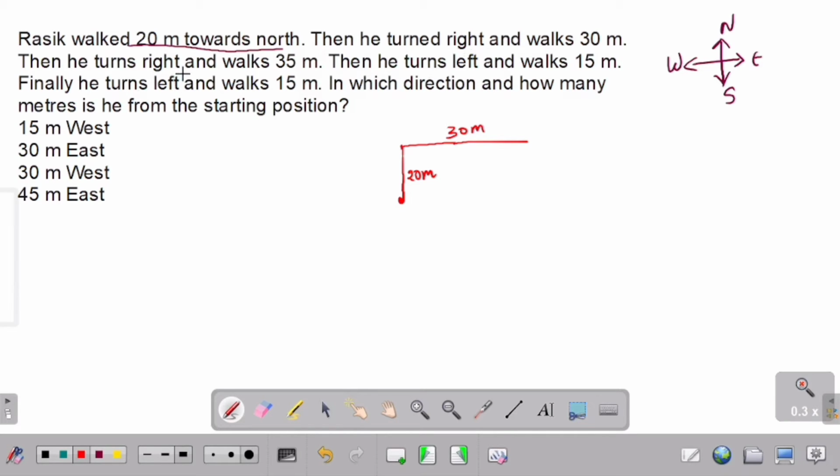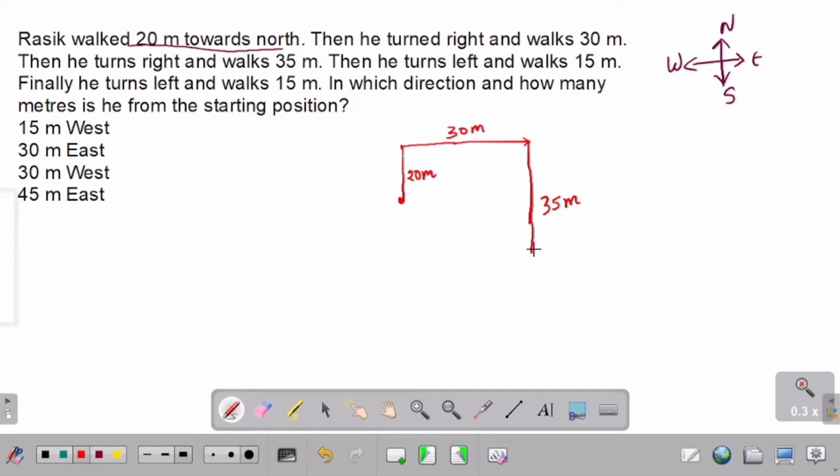Then he turns right and walks 35 meters. Again he turns right. See now he is in this direction. So to him, which is the right direction? This is the right direction, right? He is facing toward that side. So if I am facing that side, then this is the right direction. Now he turns right and walks how much? 35 meters distance. Then he turns left and walks 15 meters.